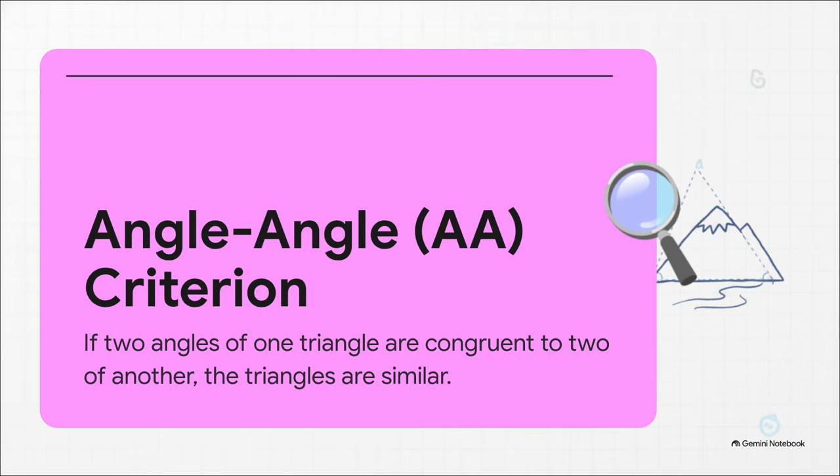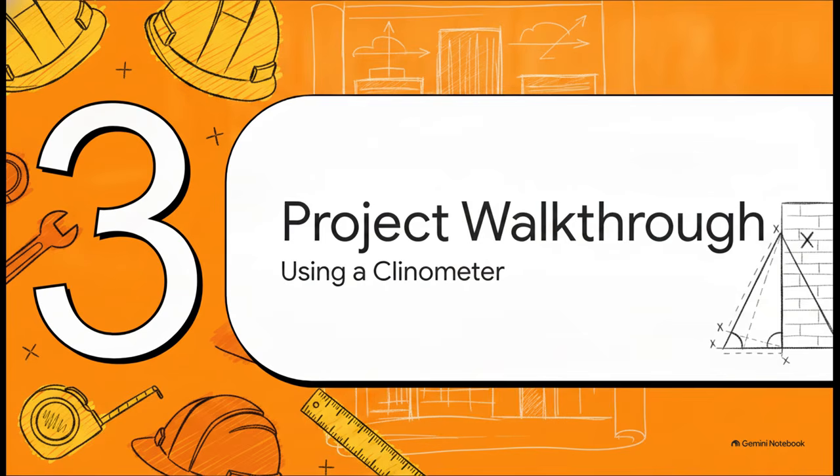And this brings us to a massively important rule, the angle-angle or AA criterion. Through similarity transformations, we establish this AA criterion, which essentially proves that if two angles of one triangle are congruent to two angles of another, those two triangles are similar. This means their corresponding angles are congruent and their corresponding sides are perfectly proportional. This is literally the bedrock of trigonometry. Because of this AA criterion, trigonometric ratios like tangent, sine, or cosine work completely reliably no matter how massive or tiny the triangle is.